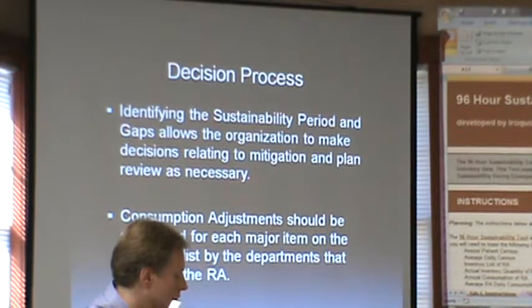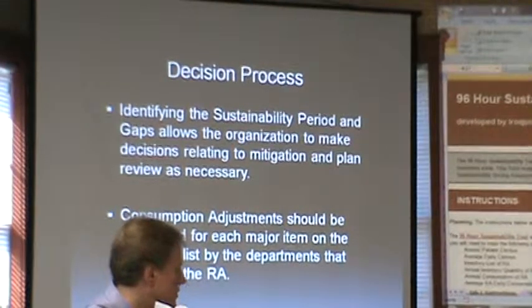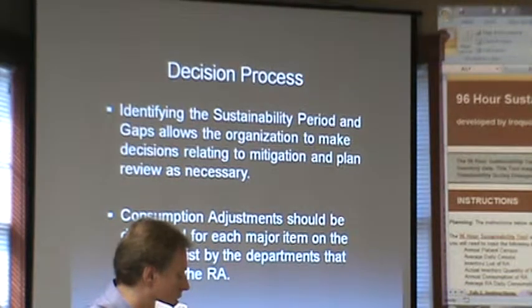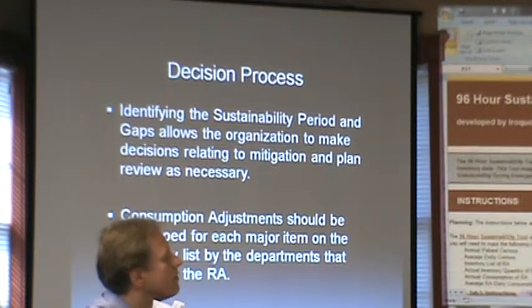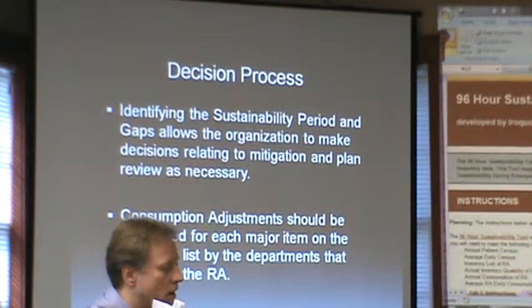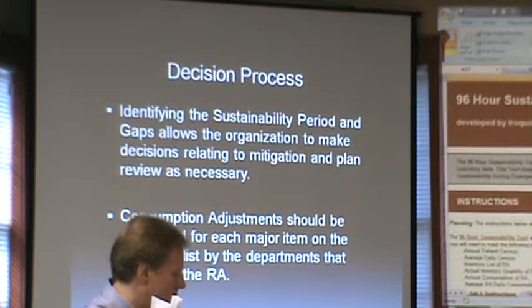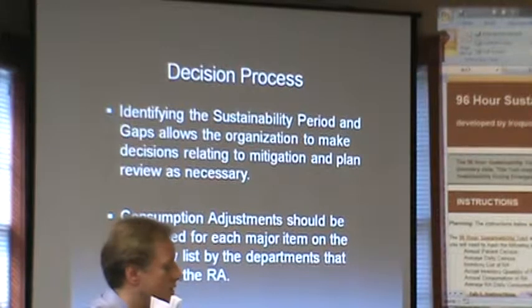And then the decision process for hospitals. So you know how long things can last, you know what your gaps are, and now internal decisions will need to be made regarding the mitigation strategies that you have in place, ones that need to be considered, and plan review. Again, we recommend that this not be done just in the office of the emergency preparedness coordinator themselves. These considerations, in terms of how we can make consumption adjustments, need to be considered with department heads, the emergency management committee, etc.